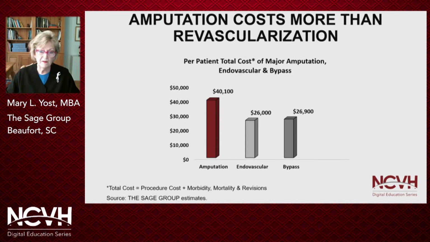Amputation costs more than revascularization. Initial procedure costs are very similar. However, if we look at total costs, which is the initial procedure cost plus the cost of perioperative morbidity, mortality, and revision procedures, then the cost of amputation is over $40,000. And that compares with $27,000 for endovascular and bypass.